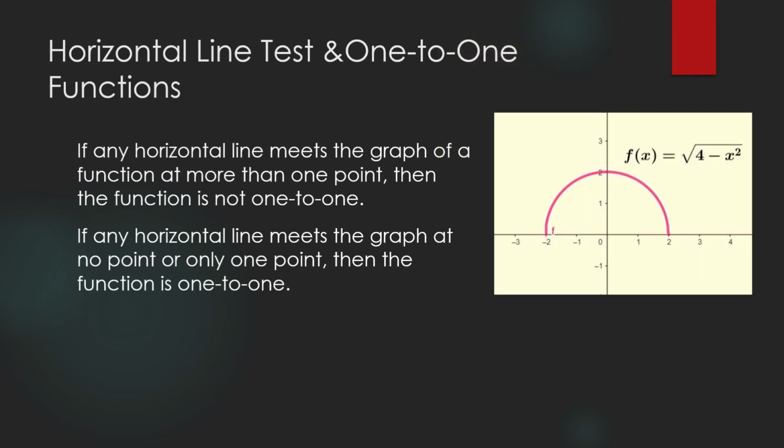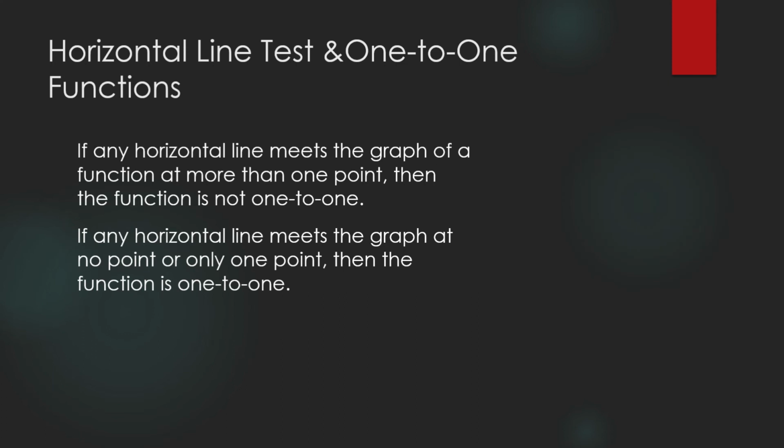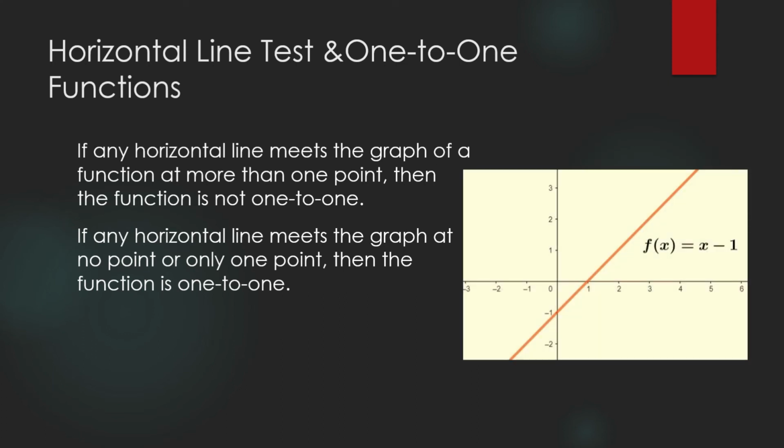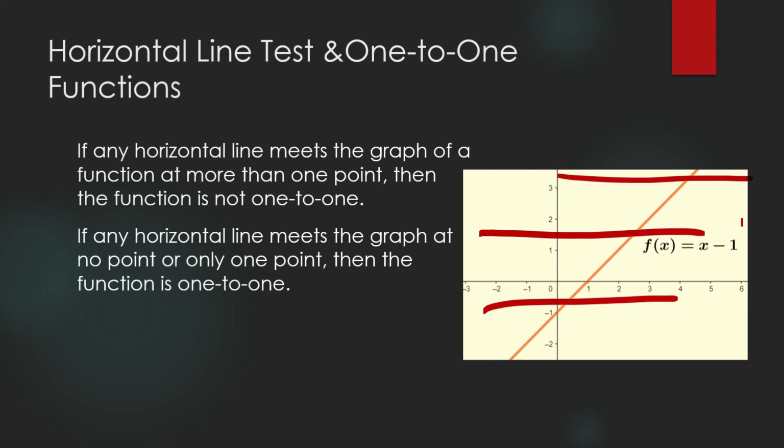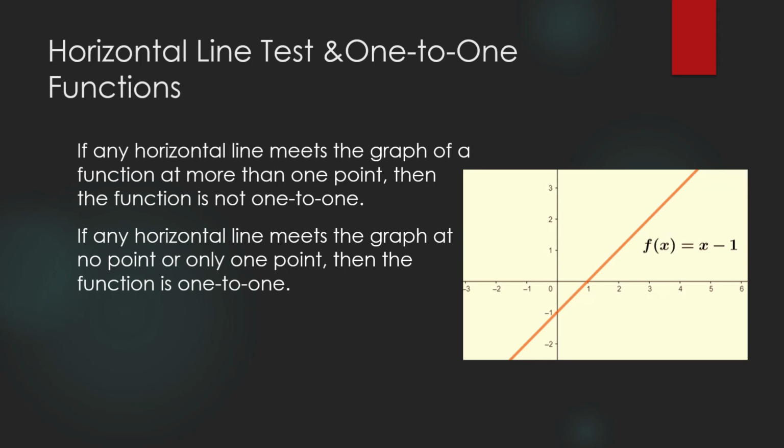How about this? Is this a one-to-one function? F of x is equal to the square root of 4 minus x squared. Well, it is not, okay, because this horizontal line meets the graph of your function at more than one point. This function is not one-to-one. How about this one? This one is a linear function. F of x is equal to x minus 1. Yes. Any horizontal line drawn on your xy plane will meet the graph only at one point. This function is one-to-one.